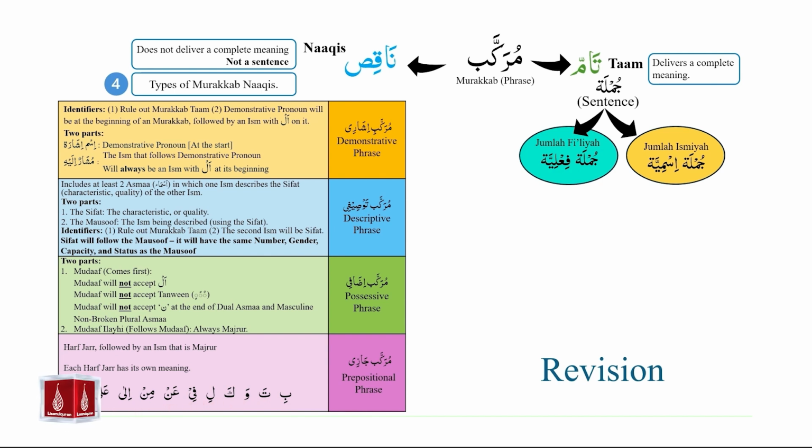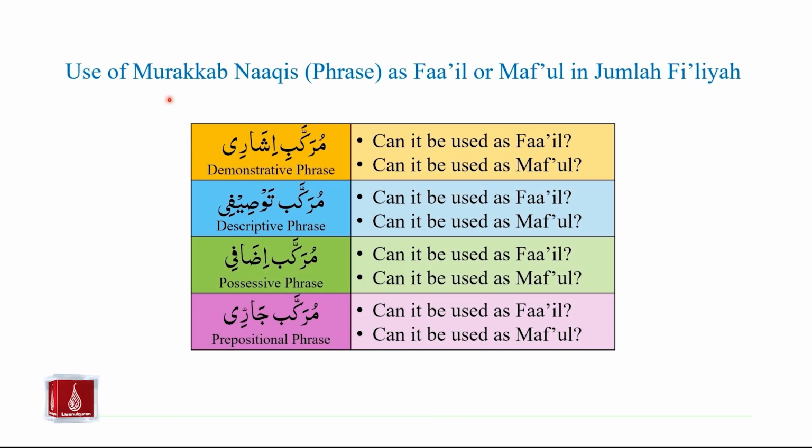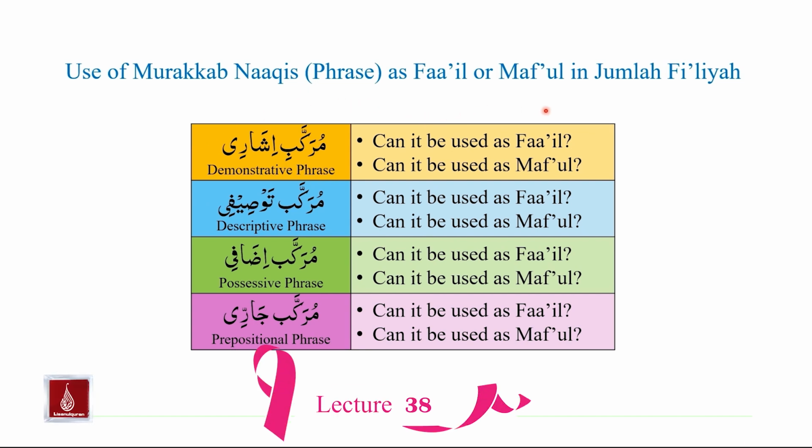To summarize, we have 4 different types of murakkab nakis. These are murakkab ishari or demonstrative phrase, murakkab tawsifi or descriptive phrase, murakkab izafi or possessive phrase, and murakkab jari or prepositional phrase. Now we will return to our study of Jumla Fe'liya, and we will study if murakkab nakis or phrases can be used as fa'il or maf'ul in Jumla Fe'liya. So we will look at each murakkab. For example, we will look at murakkab ishari, and we will ask if a murakkab ishari can be used as fa'il or can it be used as maf'ul.